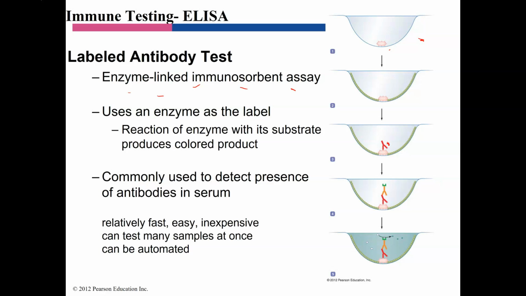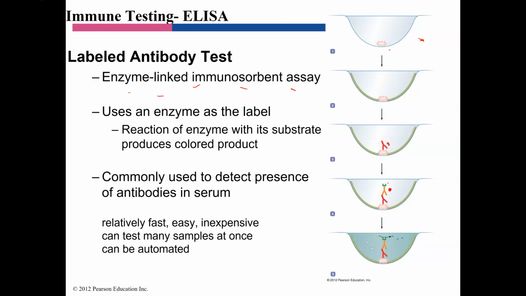You come back with a secondary antibody, something like goat anti-human or horse anti-human, rabbit anti-human. And that's going to be linked to your enzyme, that little green structure right there. And again, you wash out all the non-specific stuff.